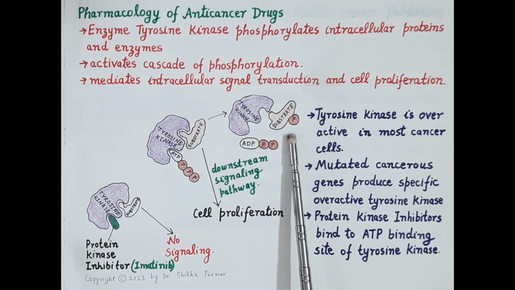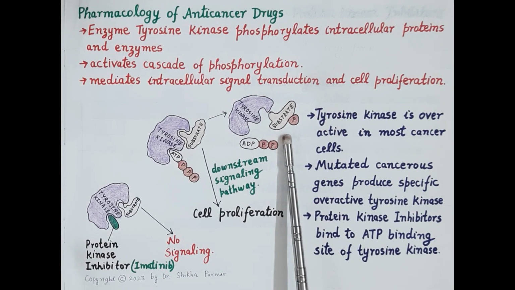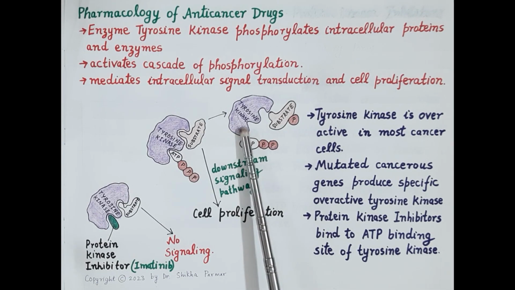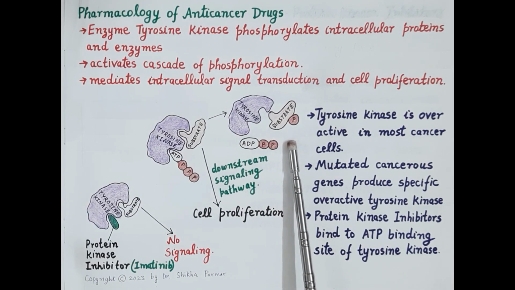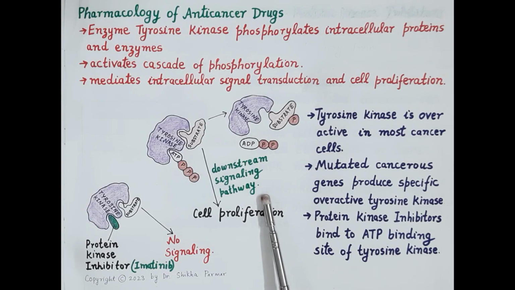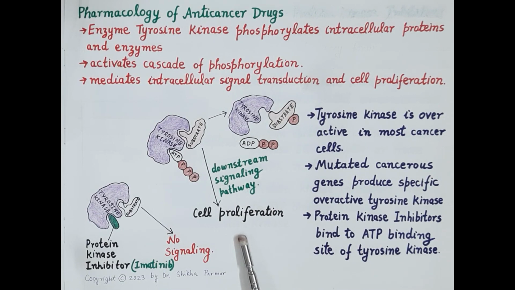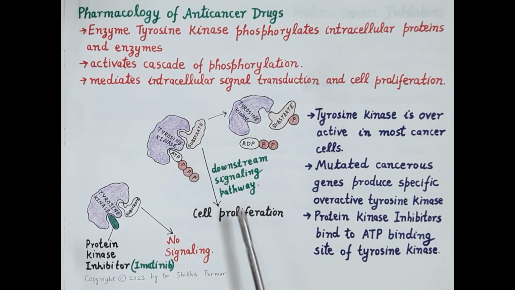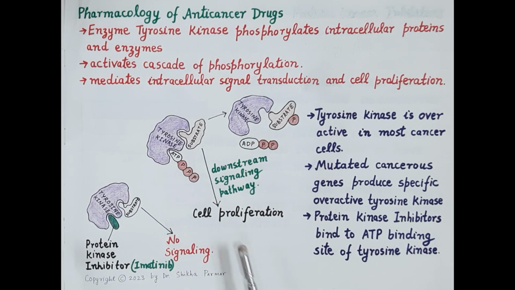Now, this activated substrate or this activated protein activates other enzymes. It activates other proteins. And thus tyrosine kinase initiates a cascade or series of phosphorylation, and thus one by one all proteins are activated and intracellular signals responsible for cell proliferation are produced. So this is the functioning of tyrosine kinase in a normal healthy cell of the body. So this tyrosine kinase is required for cell division, multiplication and proliferation.